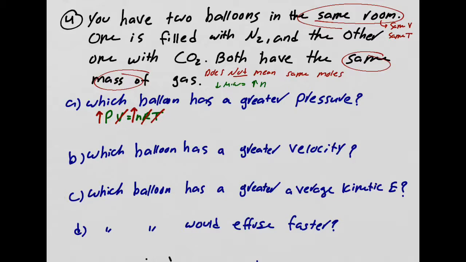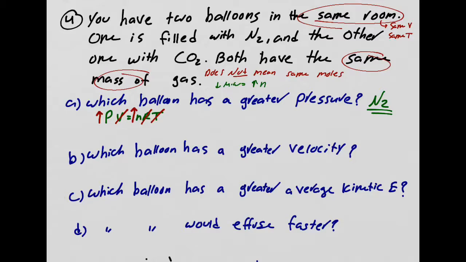And I did this in a lecture before. You can also make up numbers for yourself. They have the same mass. Let's say they both have 10 grams of N2 and CO2, converted to moles. See which one would have the higher number of moles. And in this case, it would be N2, because N2 has the higher number of moles since it has a lower molecular weight and a higher pressure.